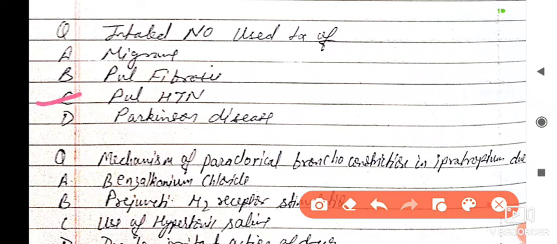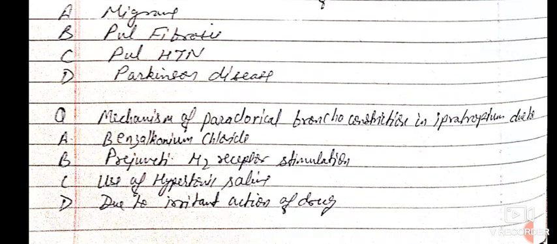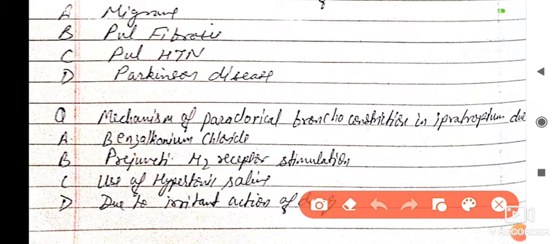Okay, now the mechanism of paradoxical bronchoconstriction with ipratropium is due to benzalkonium chloride, presynaptic M2 receptor stimulation, use of hypertonic saline, or irritant action of the drug.